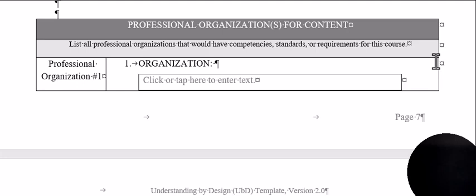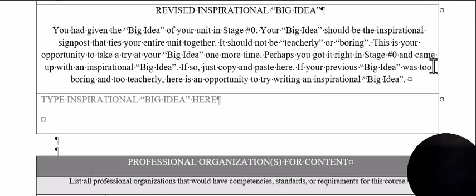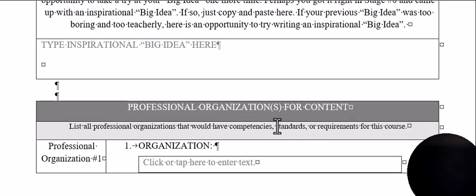The reason we have professional organizations for content is that they're going to have the competencies that you need. And it's really important in education that we start designing units that have evidence back about what's included. So that's why we're including the professional organizations. Examples would be ISTE, or there are other ones out there. ISTE's the one I'm familiar with.